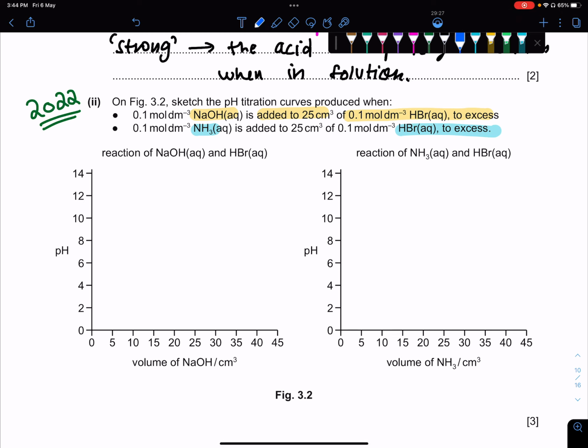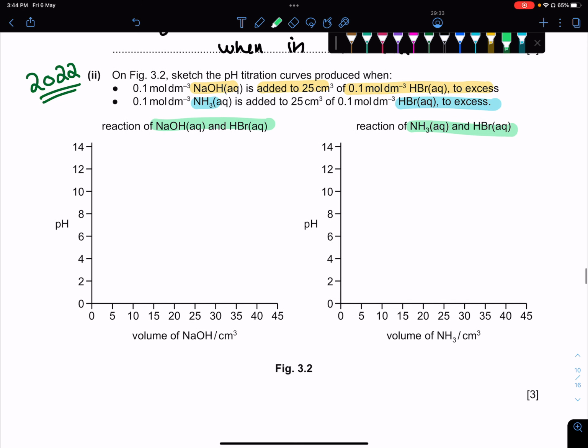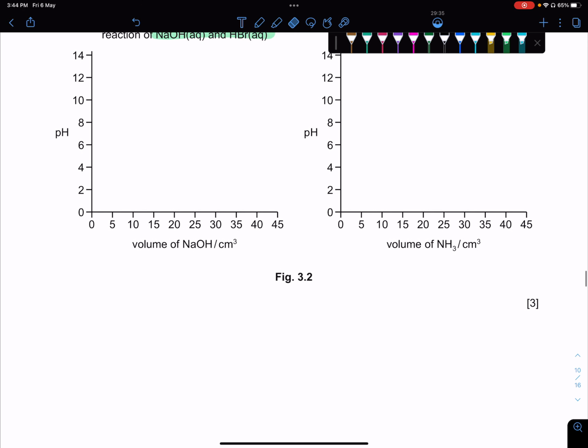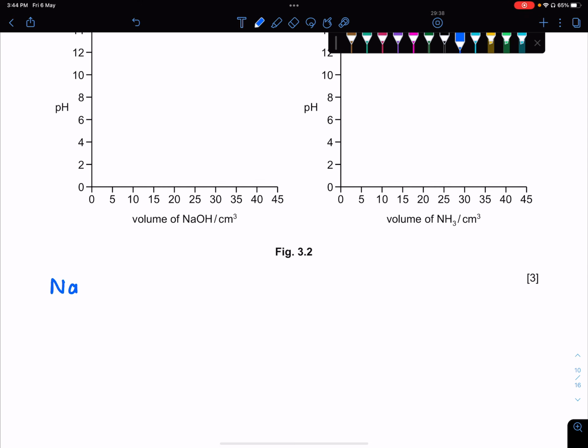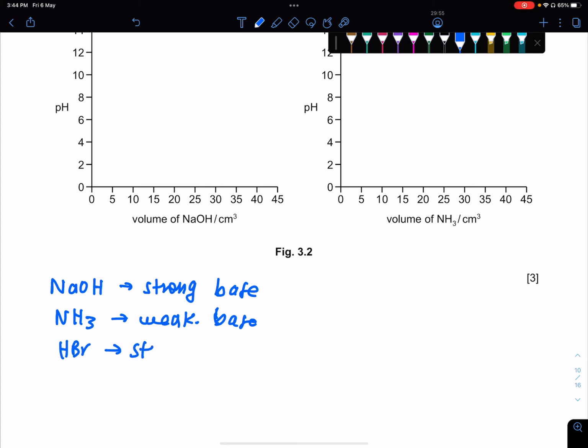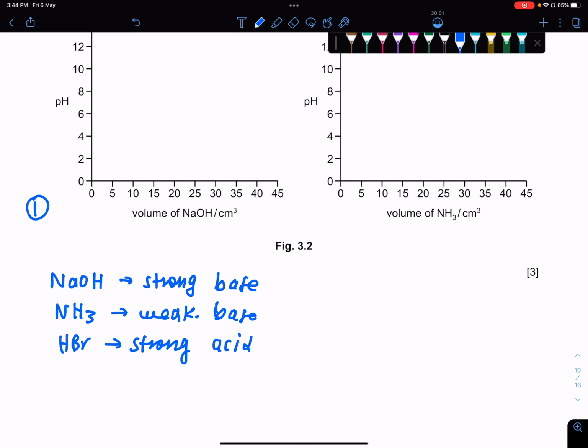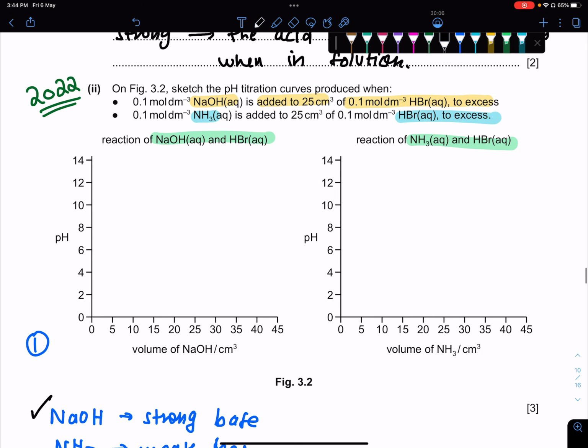So first concept, without drawing anything: this graph is for NaOH and HBr, this graph is for NH3 and HBr. Very important, what is NaOH? We learned in IGCSE that NaOH is a strong base. What is NH3? NH3 is a weak base. And what is HBr? It is a strong acid, just like HCl. So this first curve is for a strong base and a strong acid, NaOH and HBr.